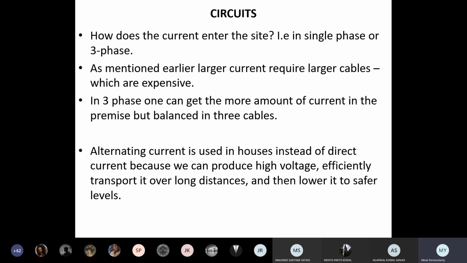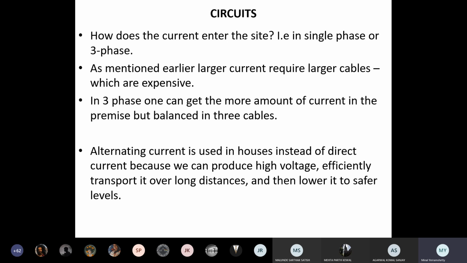But understand, single phase is for a simple kind of a dwelling. So a house or a flat can have a single phase, okay? But you have multiple kind of flats happening. The whole building will have to go for a three phase, and a single phase will never work there, okay? It will be very burden on the electric wires. Okay? So how does the current enter the site? That is in a single phase or a three phase.